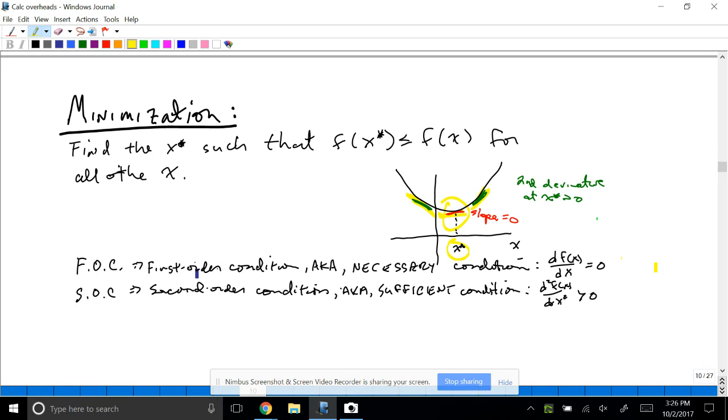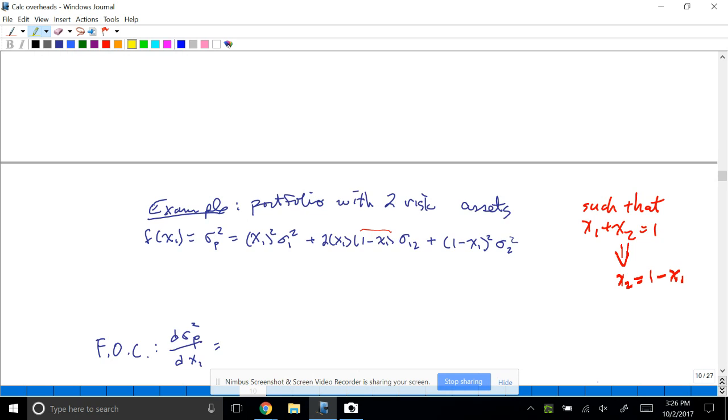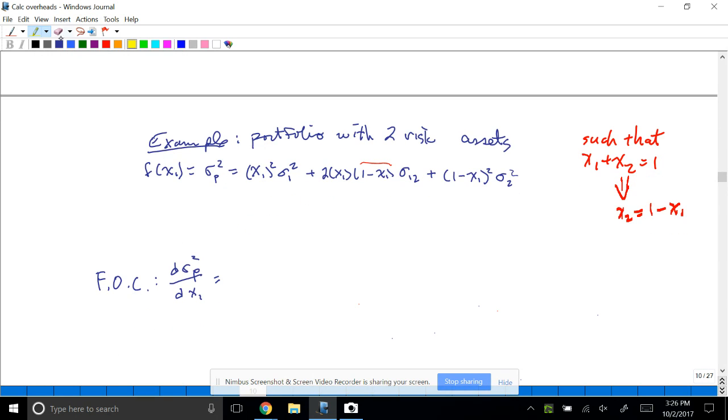As we go from left to right, as x goes from left to right, we see that the slope is increasing over x. So that's a positive second derivative. All right, so we're going to look at a case where we have two risky assets, and here are our exposures: our proportion of wealth in asset 1 and asset 2. We're going to invest 100% of our wealth in this portfolio, and what we can do then is back out what x2 would be, which would be 1 minus x1.